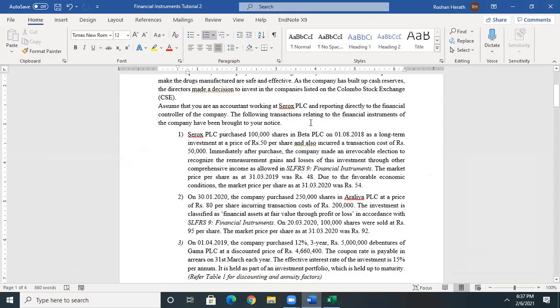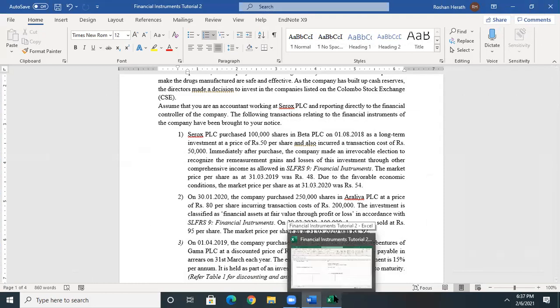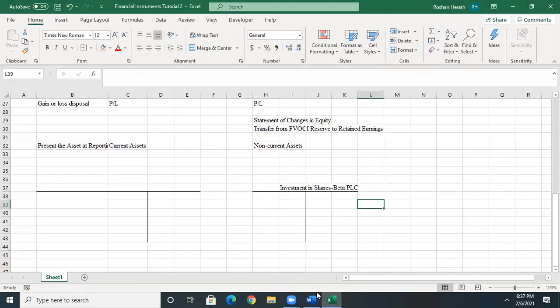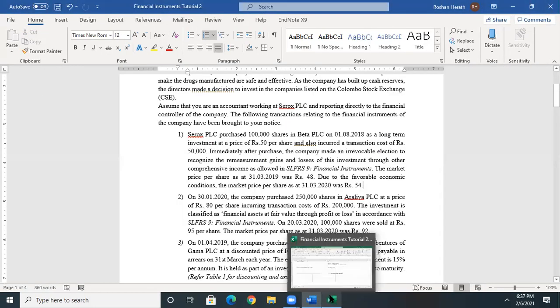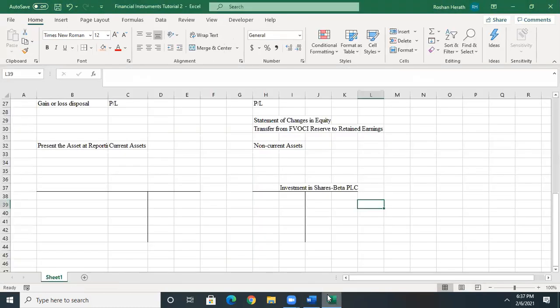Okay. You purchased 100,000 shares on 1st of August 2018 for rupees 50. How many shares? It's going to be 100,000. Let's take the figures in thousands. So it's 100 into 50. So that is the investment that you would make. And also transaction cost was there. It was 50,000. You are supposed to capitalize it. Cash. Okay, you pay the price and you got the investment.